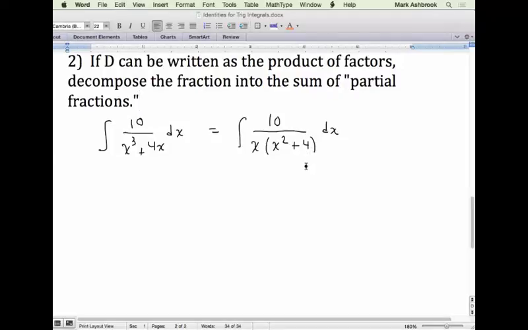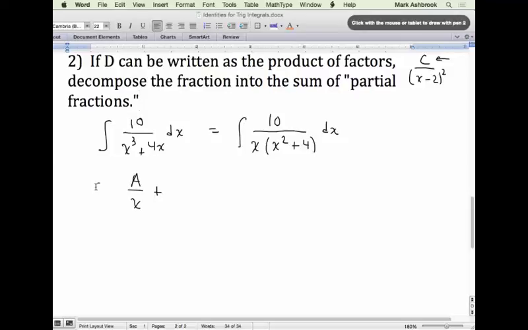So we can still do this, but what's different now is that we have a quadratic factor down here. So we didn't have that before. We had a linear factor squared. So with a linear factor squared, we still just had the constant term up there. But now we truly have a quadratic factor down here. So when we do this, we're going to go A over x. Let's see. So this is what we're rewriting, okay?